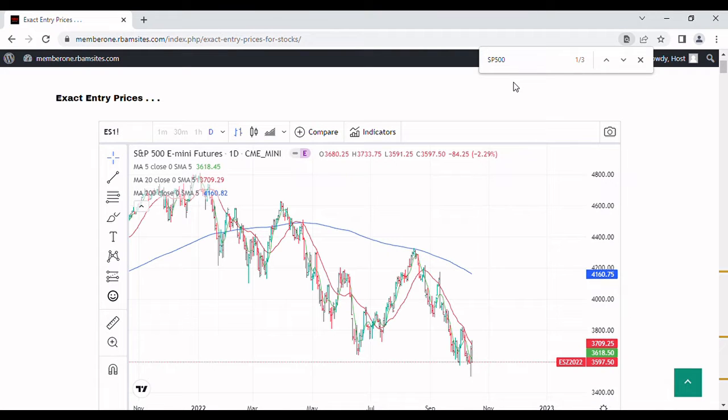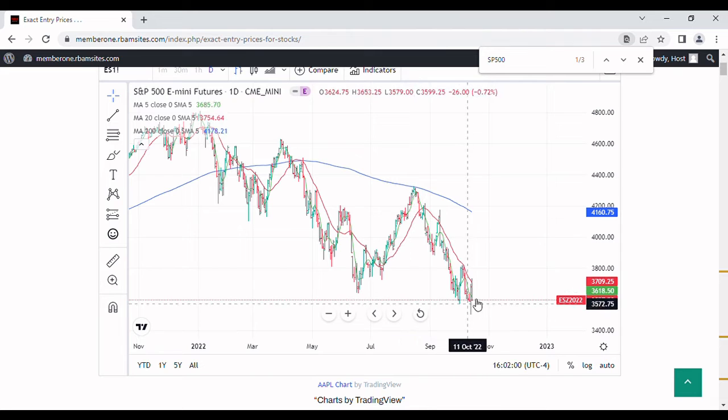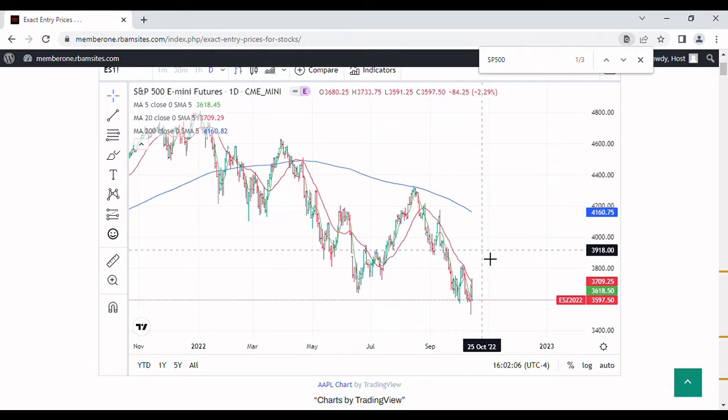We're going to do a brief video on S&P 500 support and resistance, and we've got a daily chart up here for you on the S&P 500 E-mini futures contract. This is from the Chicago Mercantile Exchange. It's got a 5-day moving average in green, a 20-day moving average in red, and a 200-day moving average in blue.